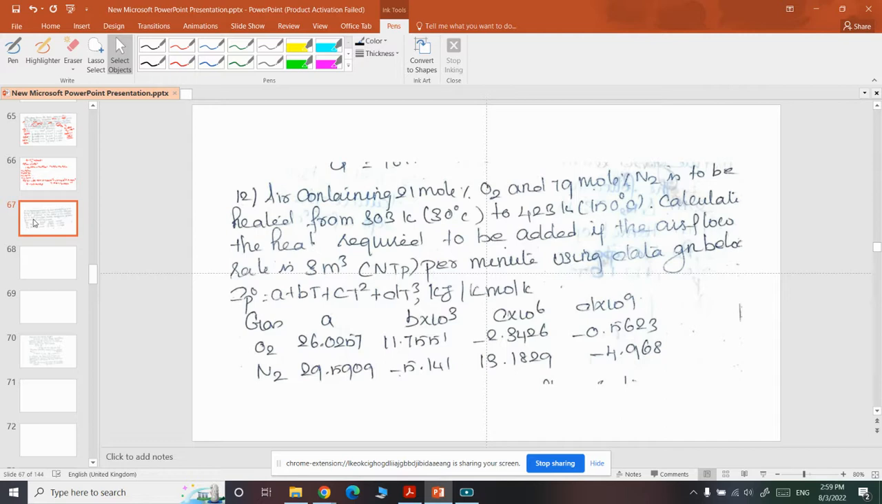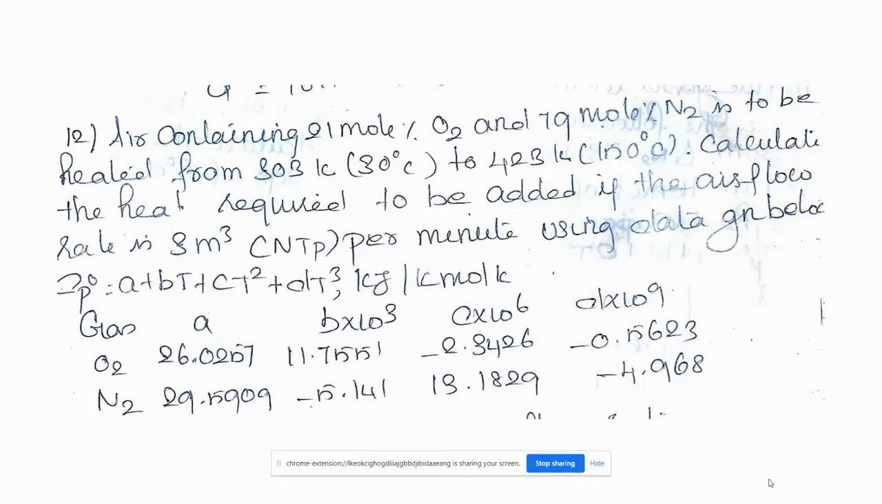The next problem related to Cp naught mix: air containing 21 mole percentage O2 and 79 mole percentage N2 is to be heated from 303 Kelvin to 423 Kelvin. So this is T1 and this is T2. Calculate the heat required to be added if the airflow rate is 3 meter cube per minute at NTP, that is normal temperature and pressure.